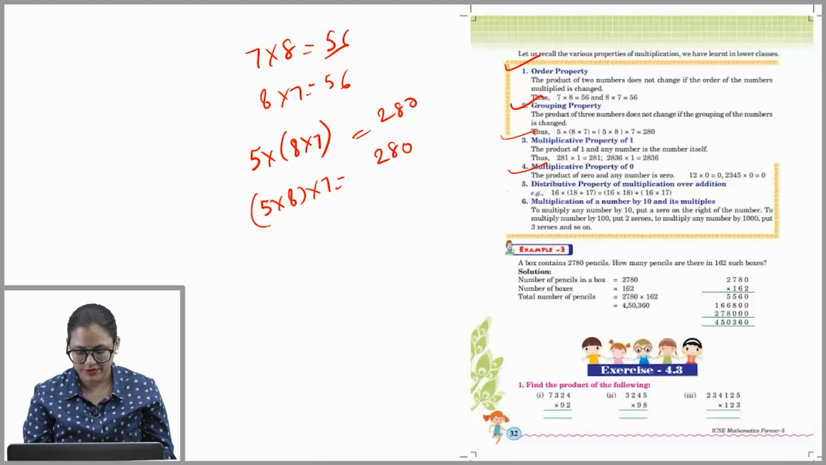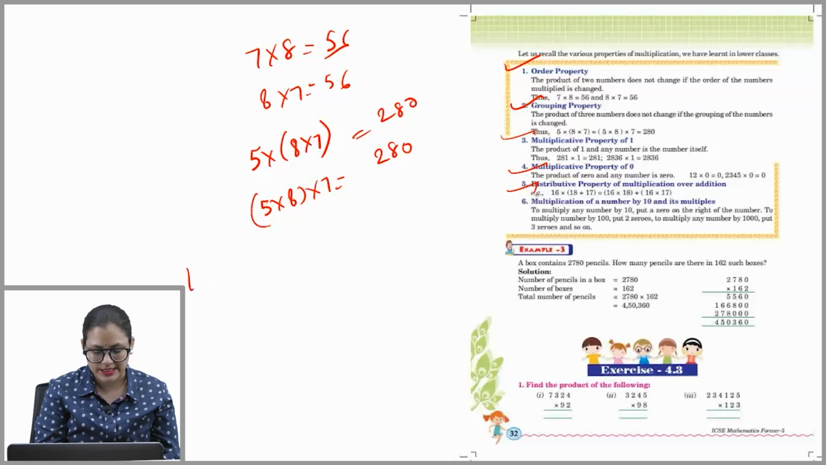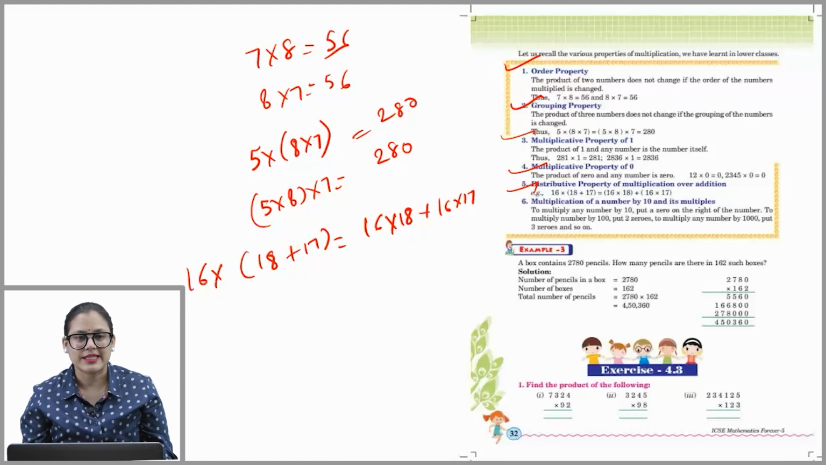Okay. 5, distributive property of multiplication over addition. 16 into (18 plus 17) is equal to 16 into 18 plus 16 into 17. Okay. 6, multiplication of a number by 10 and its multiples. To multiply any number by 10, put a 0 on the right of the number. To multiply a number by 100, put 2 zeros. To multiply any number by 1000, put 3 zeros and so on.